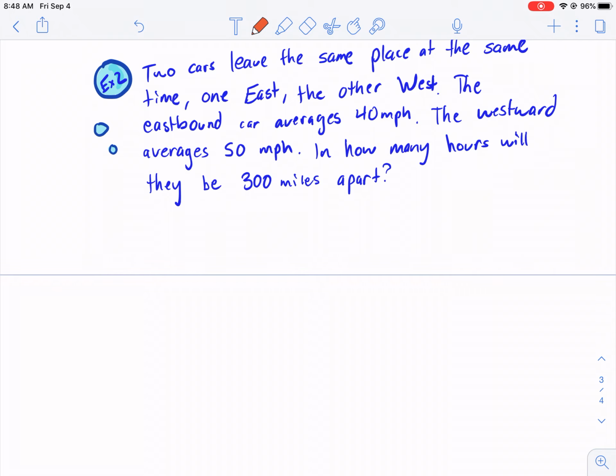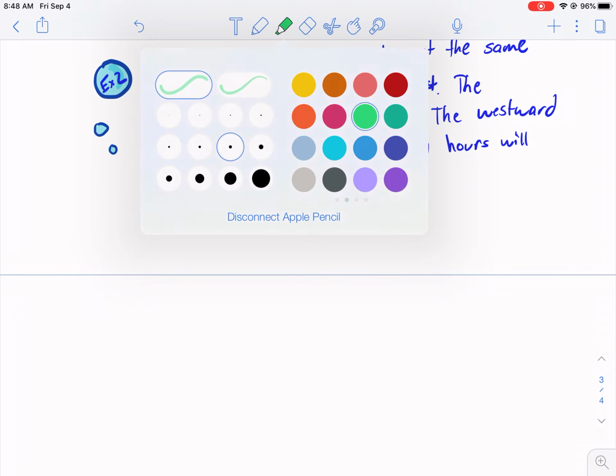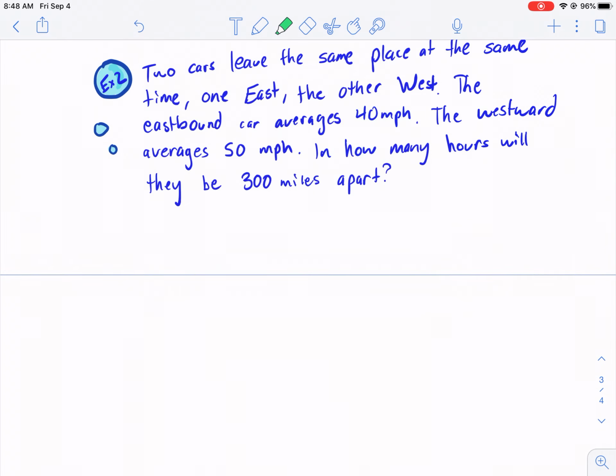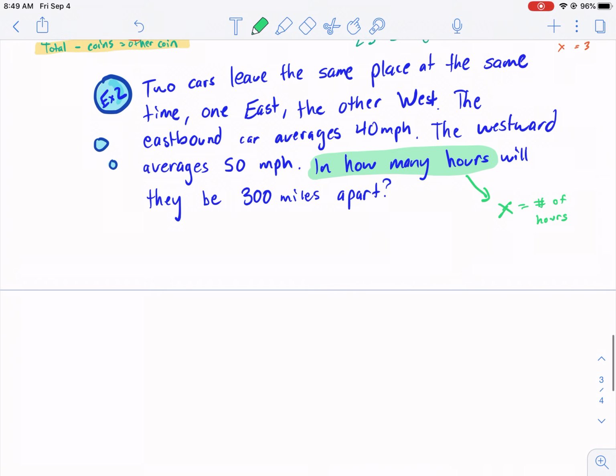Okay, now one thing you should identify each time you're dealing with these types of problems is what they are asking for. So "in how many hours" is really the key piece of information here. This is going to be our assigned variable. We can call it anything we want. Let's just call it x. So x is pretty standard for variables. So x equals the number of hours. And that is our goal. We want to find the number of hours.